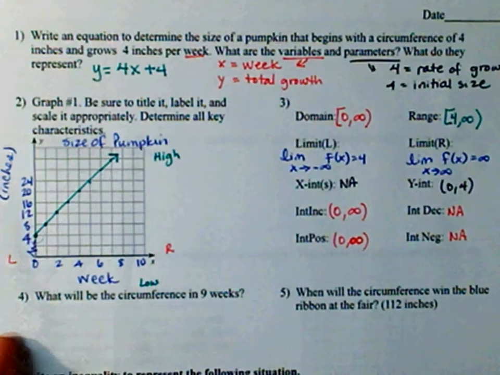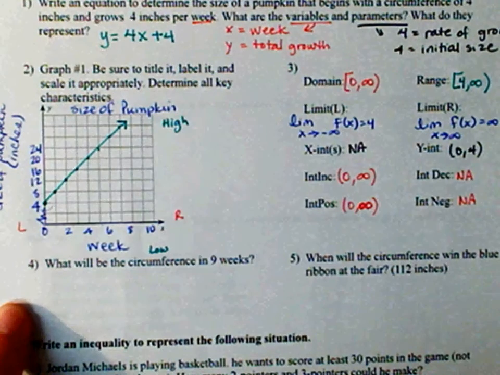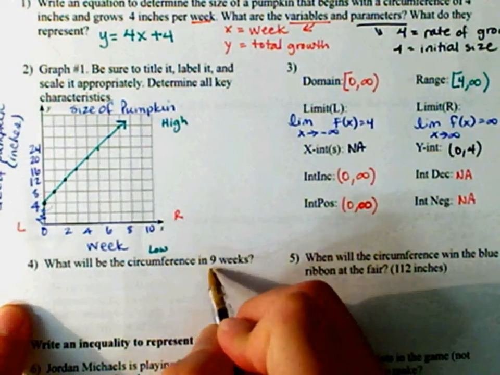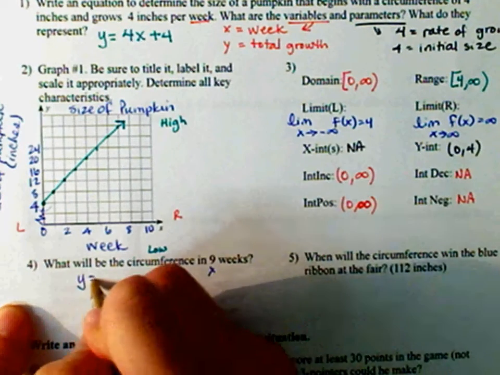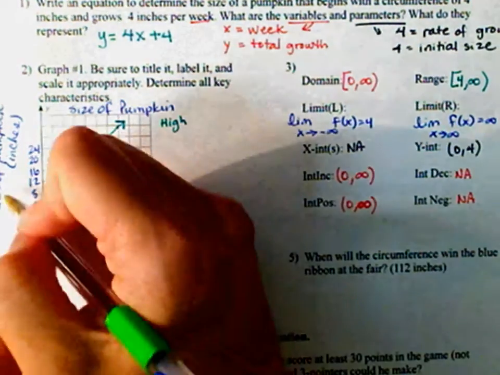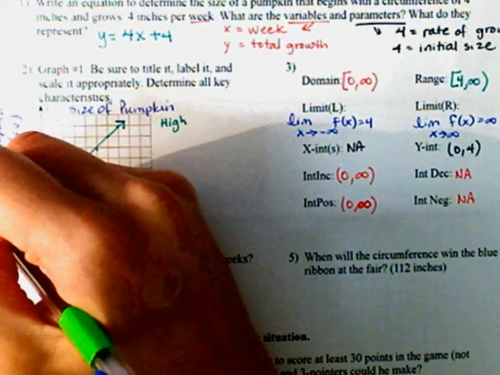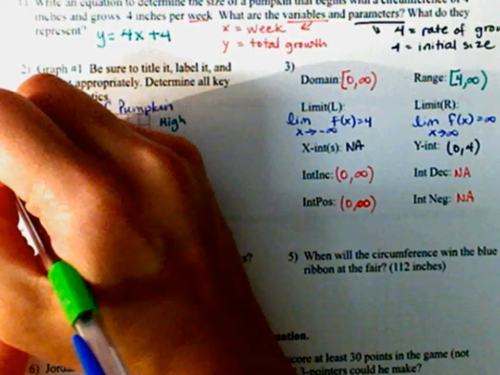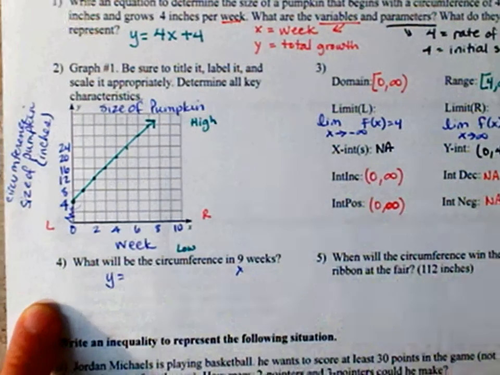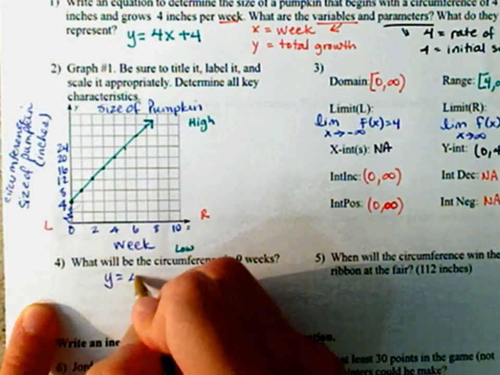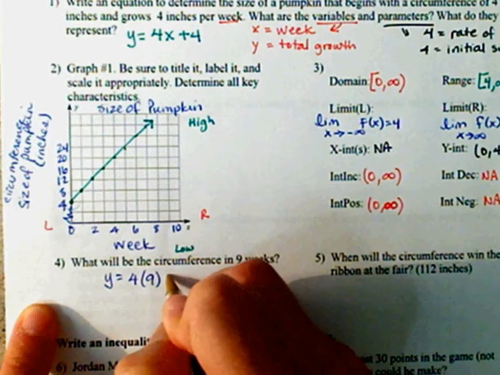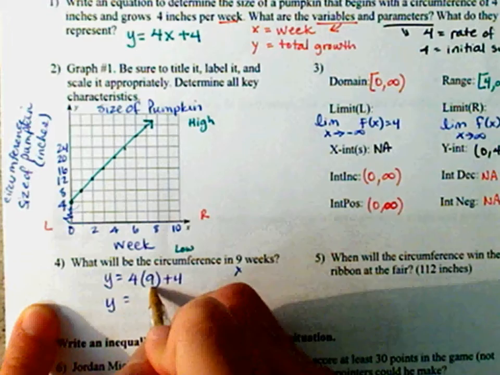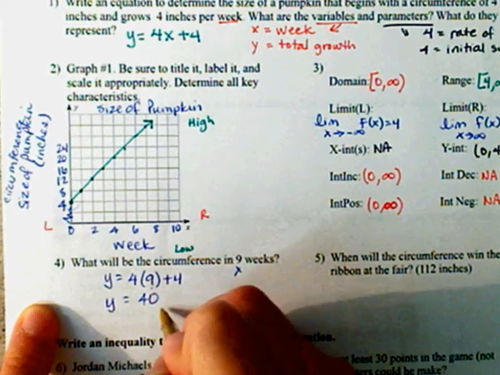Number 4 says, what will the circumference be in 9 weeks? Now, keep in mind, this is your x value. So y is equal to, okay, not the size, this should actually say circumference. Let me add circumference to this, there we go. Y is equal to 4 times 9 plus 4. Comes out to be 36 plus 4, so that comes out to be 40 inches.